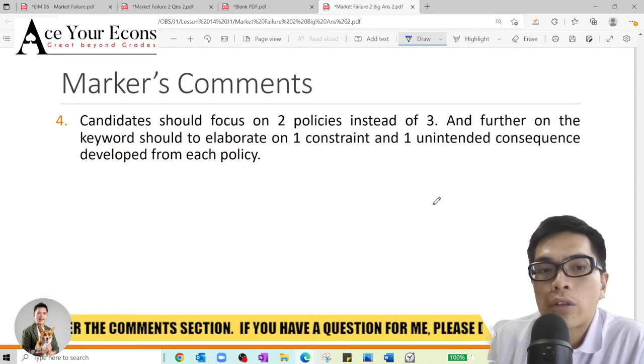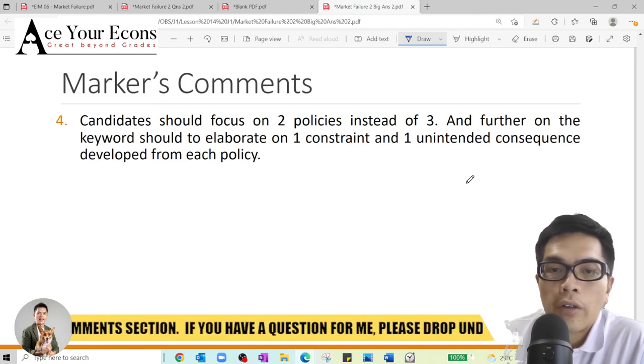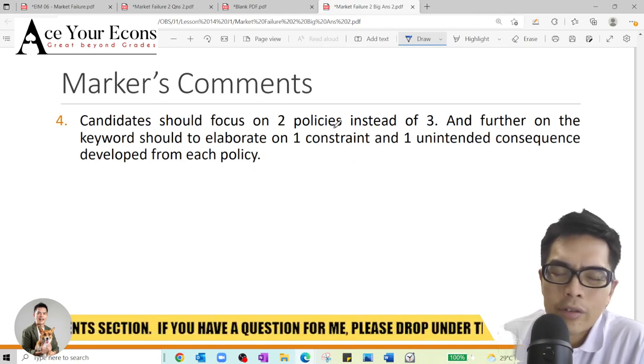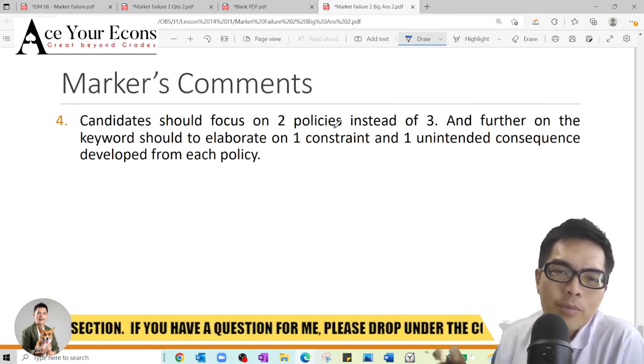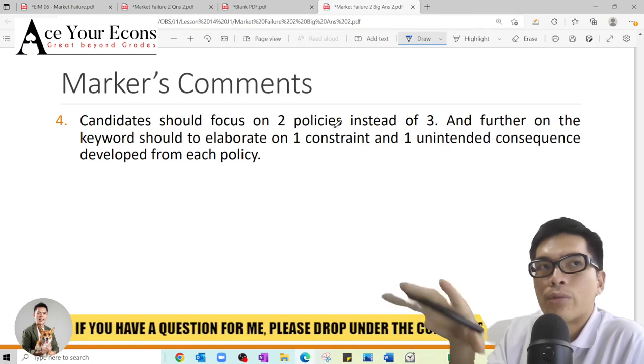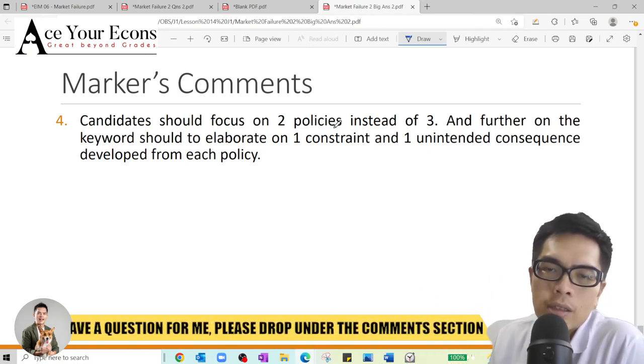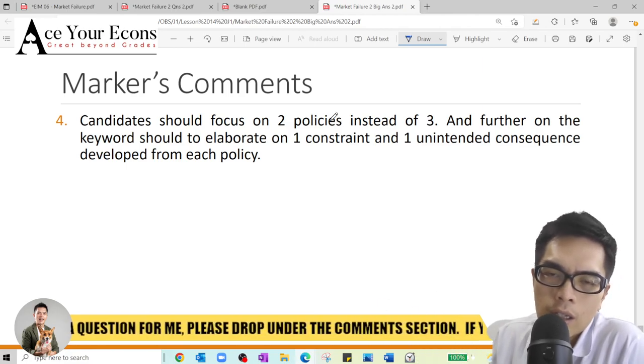Candidates should focus on two policies instead of three. If you focus on three, the potential risk is you may overplay your hand, and you have three uncooked eggs instead of two fully cooked eggs, and you end up with diarrhea.